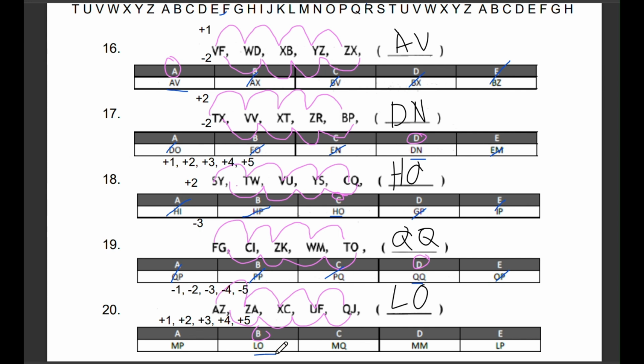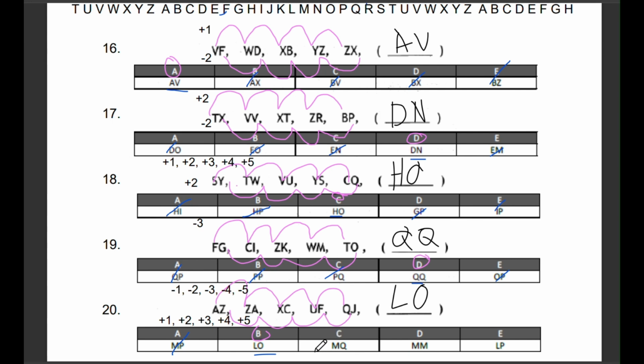Let's explain. The first letters step back 1, then 2, then 3, then 4, then 5. A to Z, Z to X, X to U, U to Q, Q to L. The second letters step forward 1, 2, 3, 4, 5. Z to A to C, C to F, F to J, J to O. So L blank O is option B. Why not the others? A has the second letter wrong.